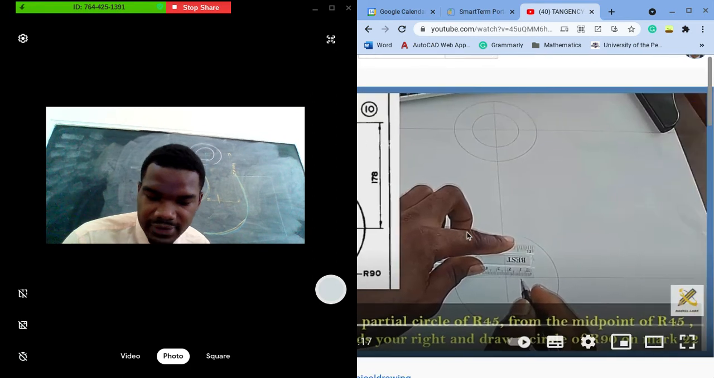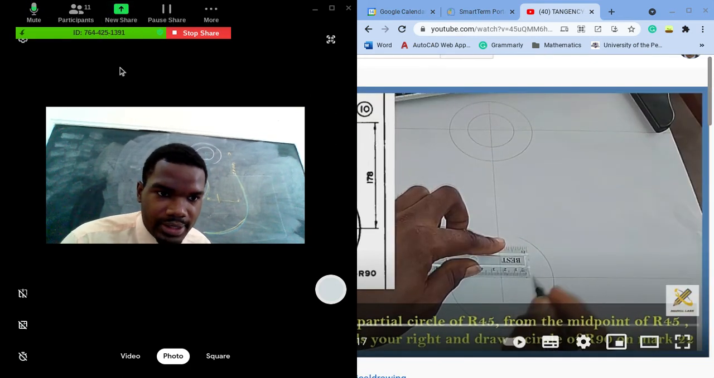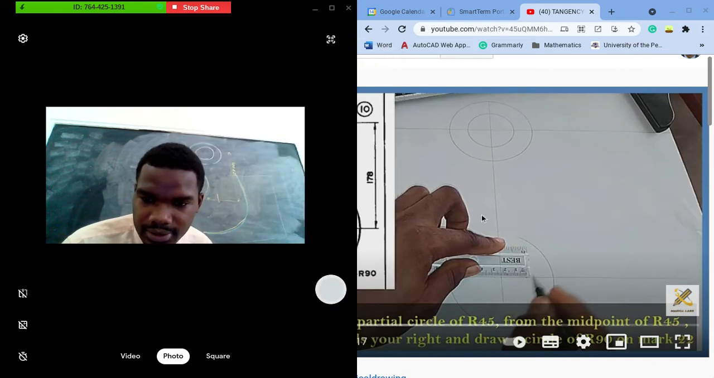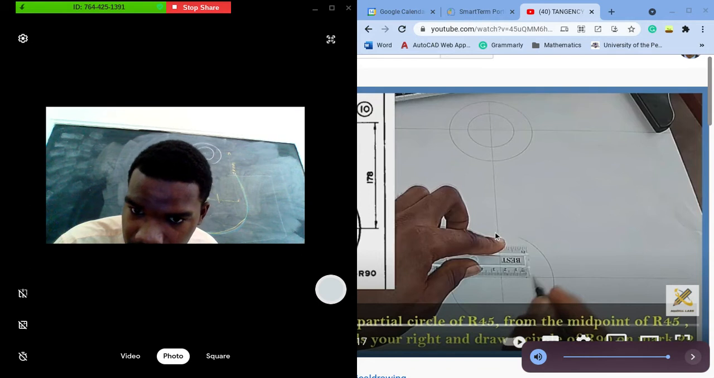So we can fast forward a little bit. That's where you guys should reach. So how far are you guys? Let me get some updates from Christoph, Bulgin, Christoph Grizzle, Sanjana, and Talia. How far are you guys? Sir, I did the first circle. I'm drawing the line right now.